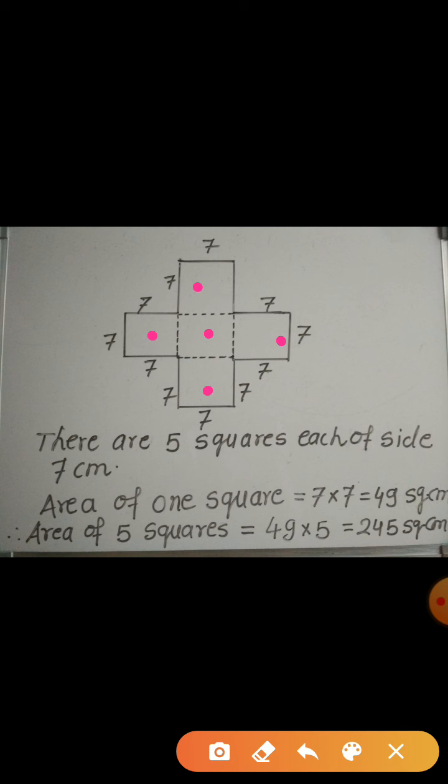And we know that the area of a square is side into side. So the area of one square will be 7 into 7, that is 49 square centimeter. But how many squares do we have? 5. Since the area of one square is 49, the area of 5 squares will be 5 into 49, that is 245 square centimeter.